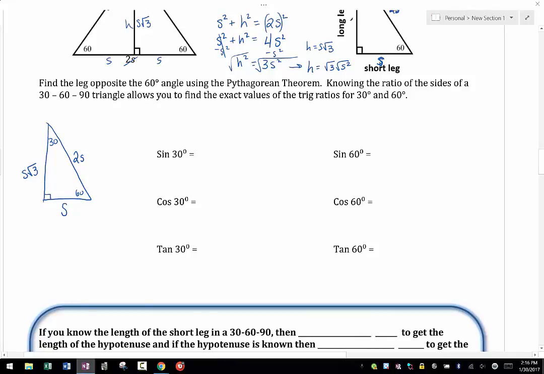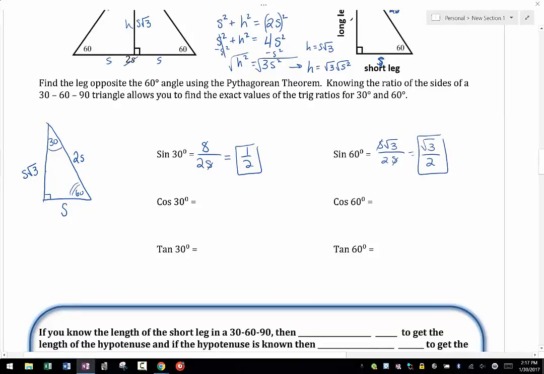So now that I know that and I want to find the sine, cosine, tangent of these values, I can just look at this triangle. So the sine of 30 would be opposite over hypotenuse from 30. So the opposite would be s. The hypotenuse would be 2s. And my s's cancel to give me 1/2. And then if I want sine 60, I do opposite over hypotenuse from 60, which would be s root 3 over 2s. The s's still cancel, and I get root 3 over 2.